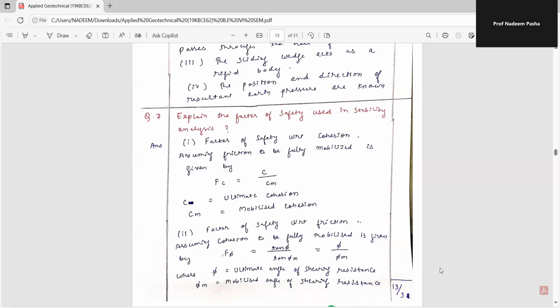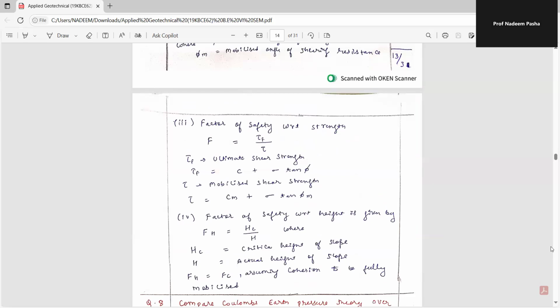Phi is the ultimate angle of shearing resistance, phi m is the mobilized angle of shearing resistance. Factor of safety with respect to strength: F equal to tau f by tau, where tau f is the ultimate shear strength, and tau f equal to c plus sigma tan phi, while tau is the mobilized shear strength, and tau equal to cm plus sigma tan phi m. Factor of safety with respect to height is given by Fh equal to Hc by h, where Hc is the critical height of slope, h is the actual height of slope. Fh equal to Fc, assuming friction to be fully mobilized.